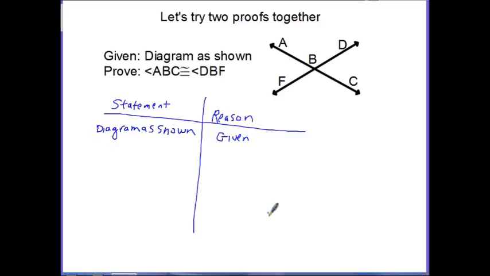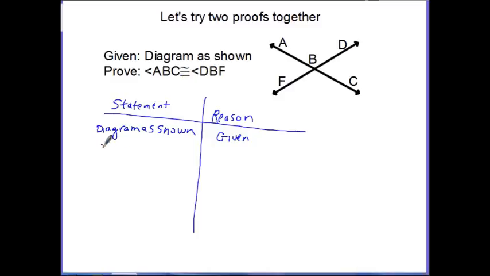Now, anytime we're given diagram is shown as a given, all we have to go off of are our assumptions. So what can we assume about this picture that's going to help me in proving that angle ABC is congruent to angle DBF? Well, just looking at those angles, I see they're straight angles. Do I jump to my proof? No. They have to be stated as being straight angles before we can prove their congruency using our last theorem.